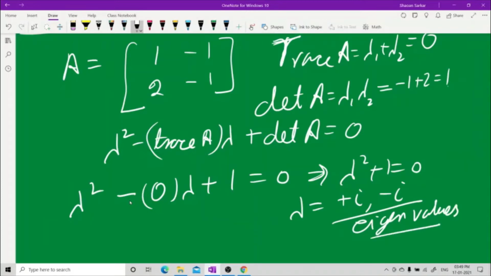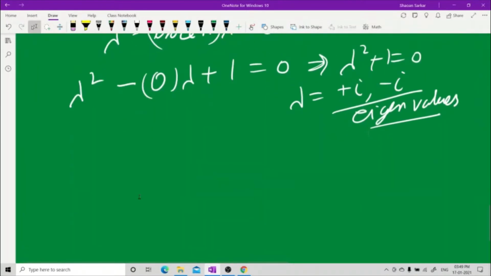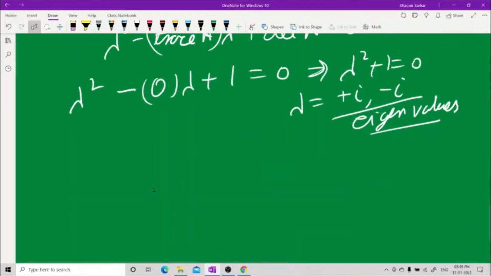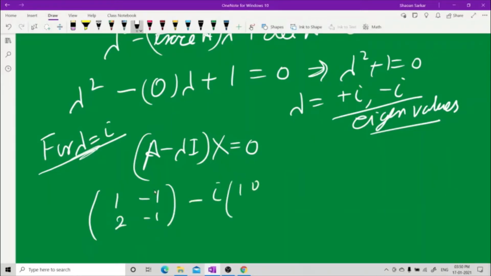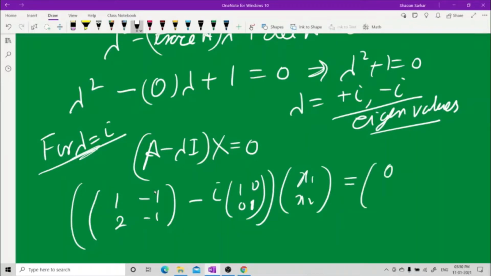Now you need to find the eigenvectors for this matrix. So you have, for lambda equal to i, first for the first case, A minus lambda I. You must always write this formula every time you try to find the eigenvectors. So what is your A? A is your 1, minus 1 and 2, minus 1 with minus i, 1, 0, 0, 1, and the whole bracket x1, x2. With this you have got 0, 0.